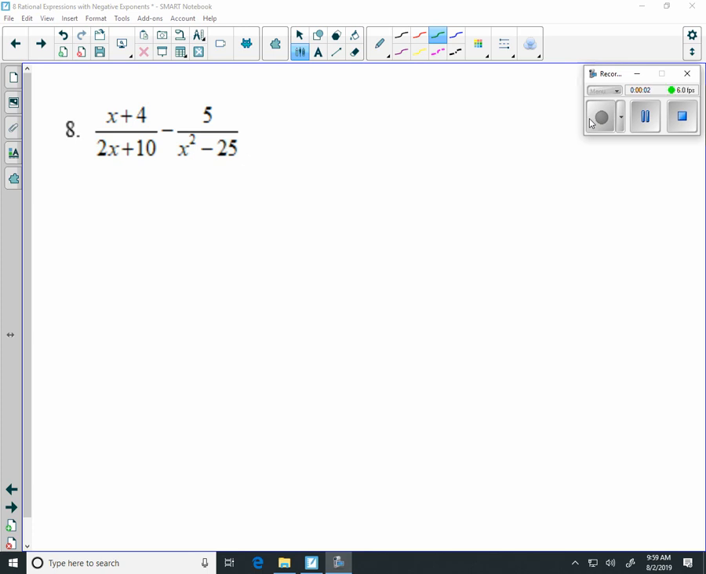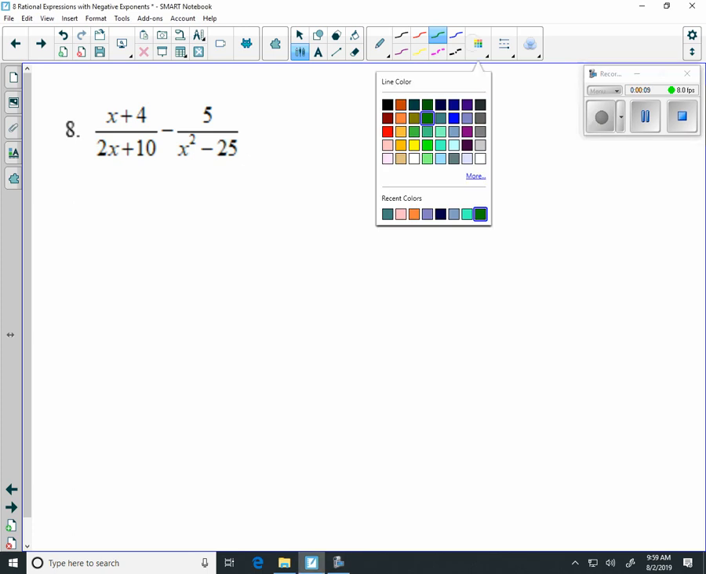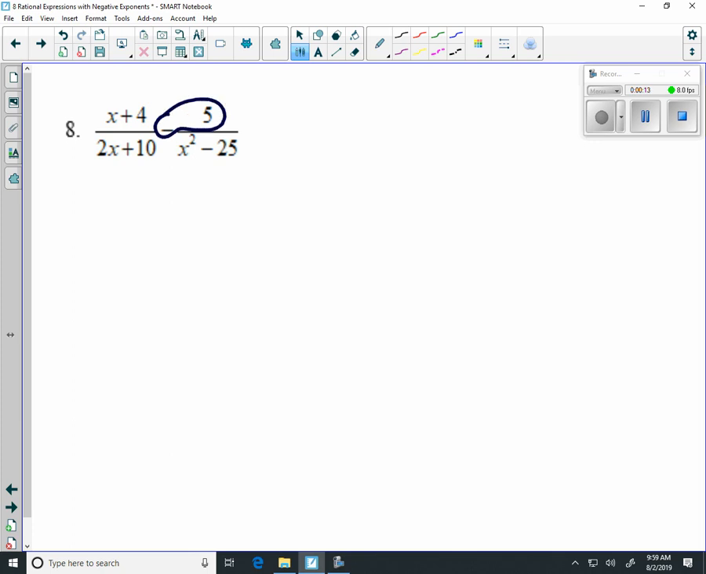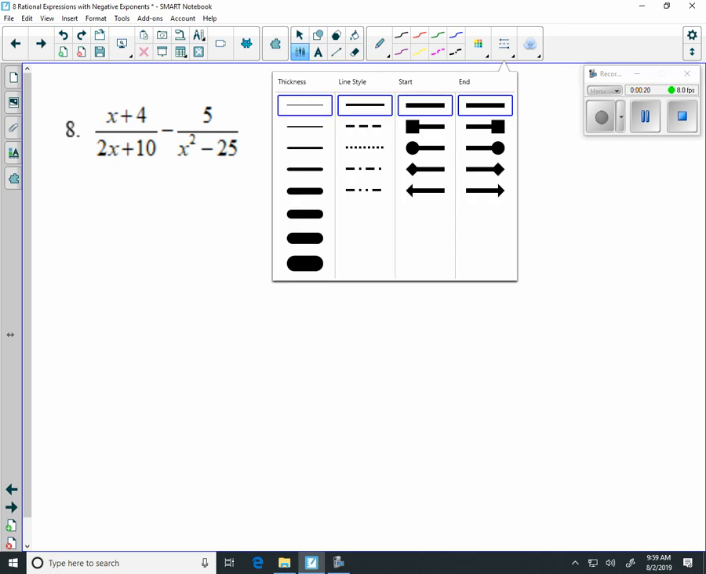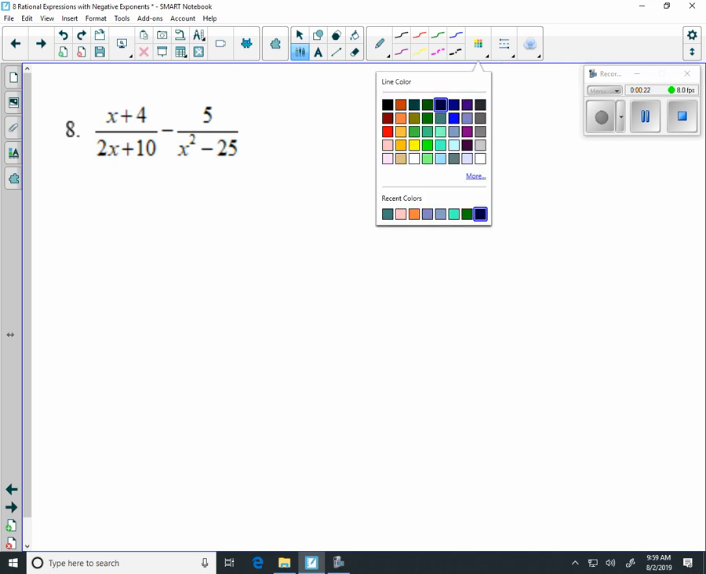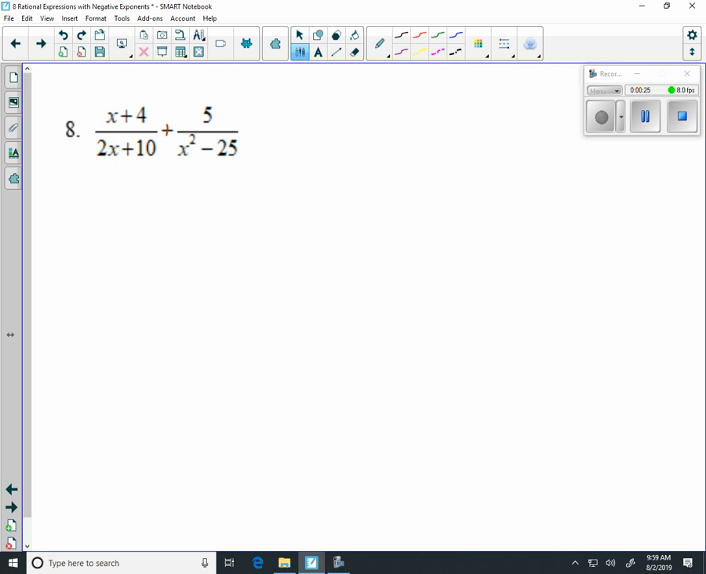Number 8 is a subtraction problem. So the thing you have to remember with subtraction is that negative is going to apply to anything with that second term. So what I like to do is this. I like to change it to a positive and make the 5 negative. That way you kind of don't lose that in everything else that's going on, because you are probably going to be distributing that negative. All right, so let's look at what we have here.